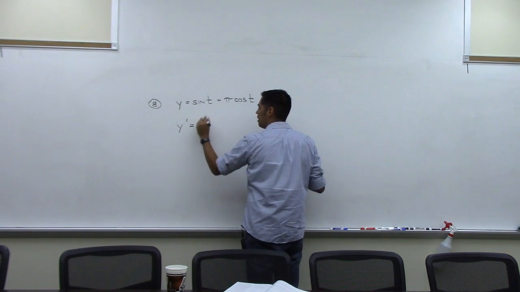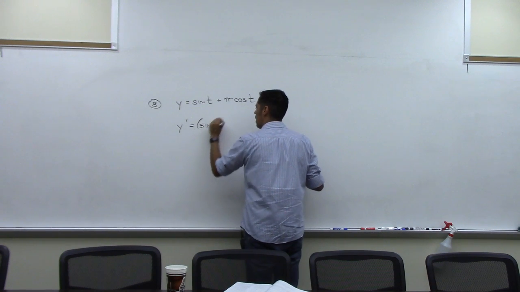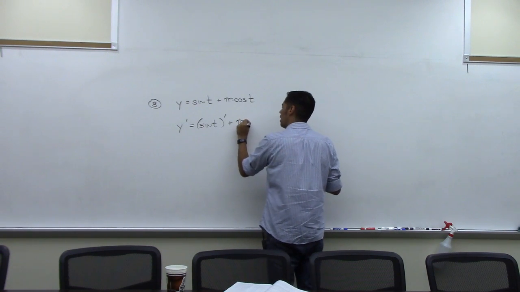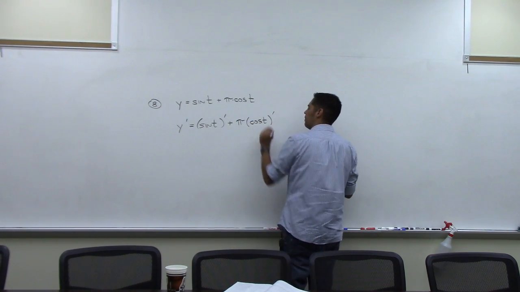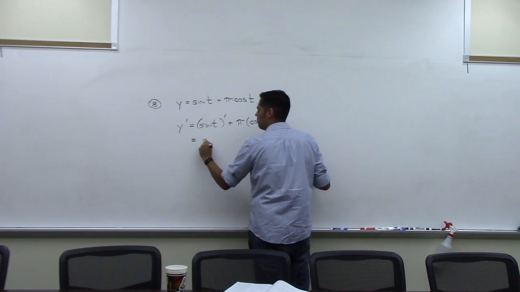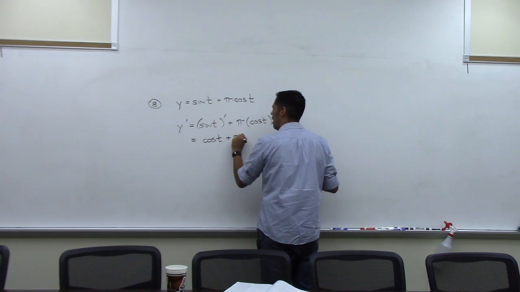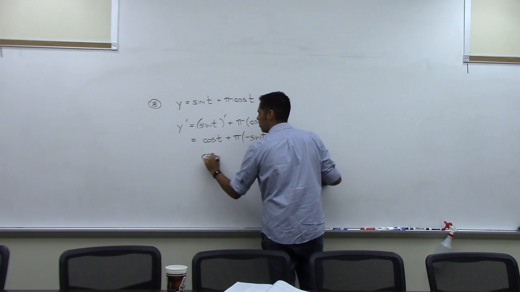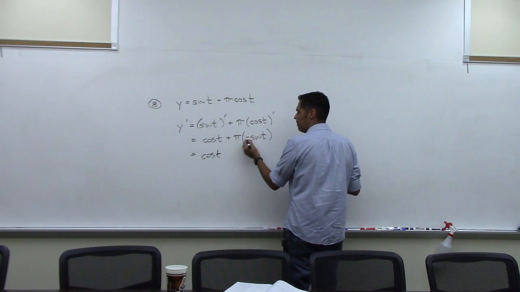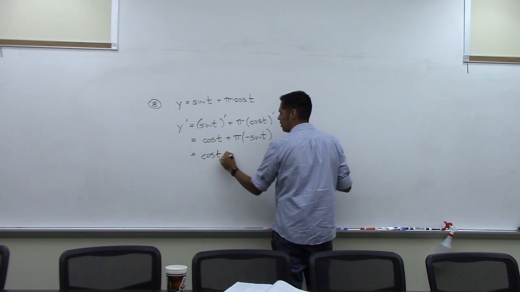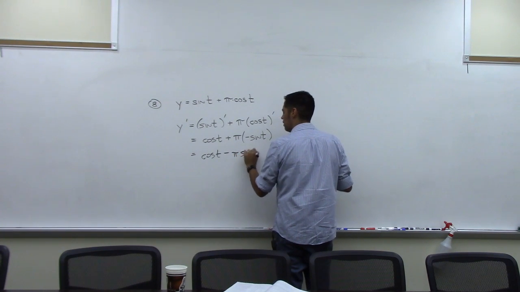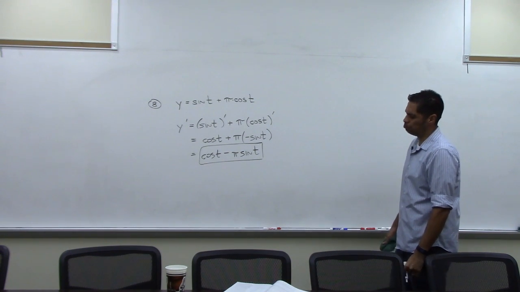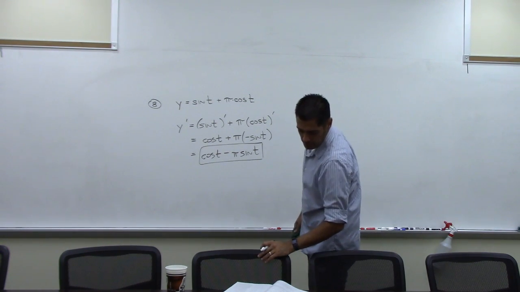The derivative of sine of t, whatever that is, plus pi times a function of t, so pi comes along, and then I need to take the derivative of cosine t. The derivative of sine of t is cosine t, plus pi, and then the derivative of cosine t is negative sine t, and that means cosine t, and then we're adding, but this is going to multiply to be a negative, so it's going to turn to subtraction, minus pi sine t. Done. All right, pretty straightforward so far.